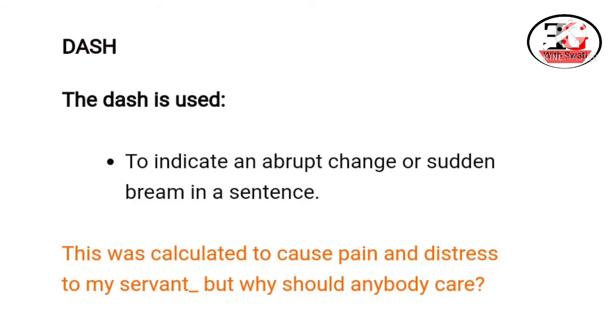Next punctuation mark is dash. The dash is used to indicate an abrupt change or sudden break in a sentence. For example, this was calculated to cause pain and distress to my servant, but why should anybody care? In this way, dash is used.